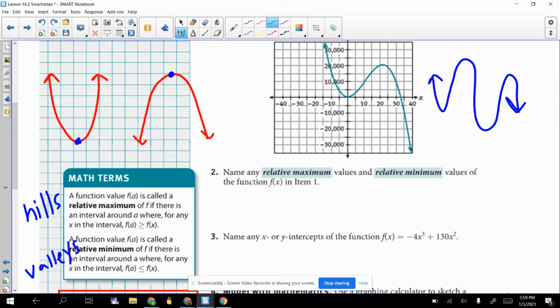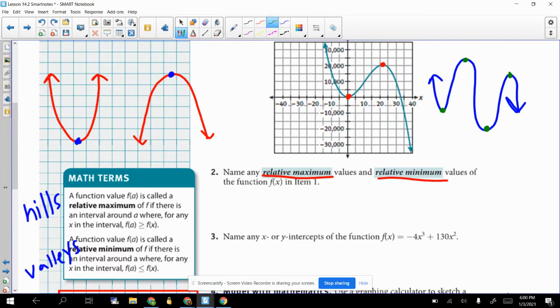Okay, so for example, this one would have a relative minimum at this valley and at this valley, but it would have relative maximums at this hill and this hill. So that's the only reason they're now called relative, because there may be more than one. Okay, so for example, in this one, we have a relative maximum right here and a relative minimum right here. So the relative maximum was the hill and the relative minimum was the valley. Okay.